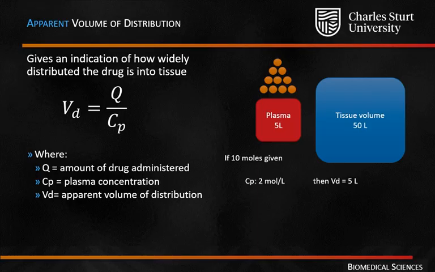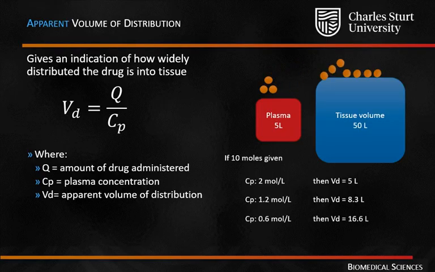But what happens if some of the drug diffuses into the tissue space? And I resample again, and the plasma concentration says now there's 1.2 moles per liter rather than 2 moles. And I do the calculation again, I end up with 8 liters now. So the 8 liters is telling me some of that drug is now in the tissue space.